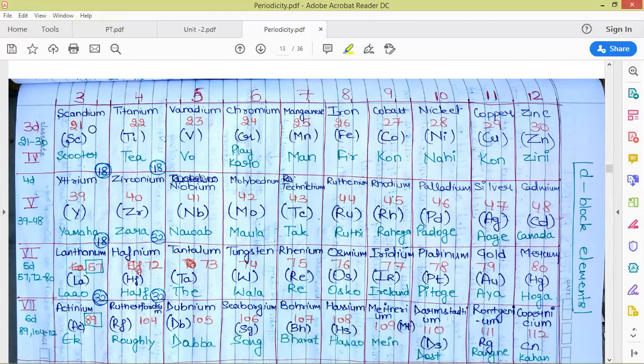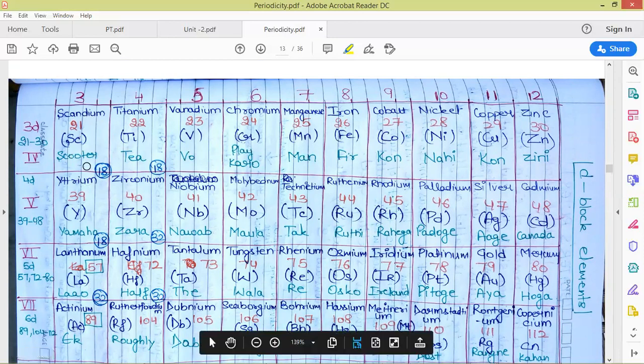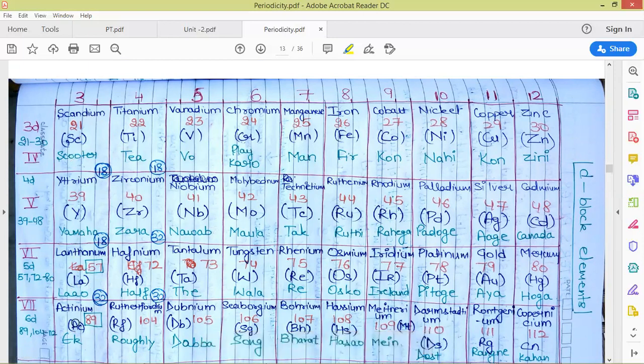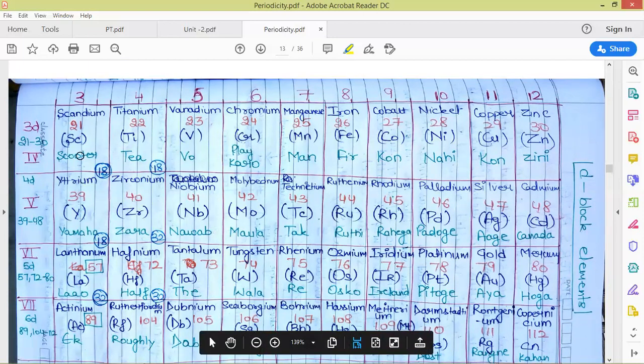Here the elements are scandium, yttrium, lanthanum and actinium, and it can be memorized as scooter, Yamaha, Lao, Ek. So someone is demanding for Yamaha scooter, Yamaha, Lao, Ek. Here the mnemonics has been written in green color.